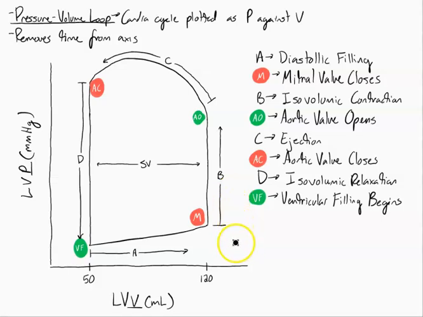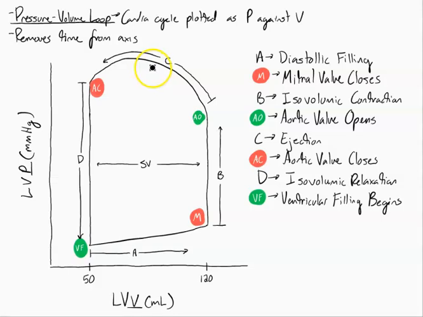This is where pressures increase in the left ventricle, but volume is going to stay constant, and this is because both valves on either side of the ventricle are closed. Once this ventricular pressure exceeds the pressure of the aorta, right outside of the left ventricle, this is where AO, the aortic valve opens and ejection begins, which is phase C.